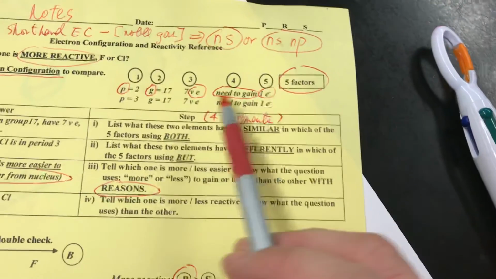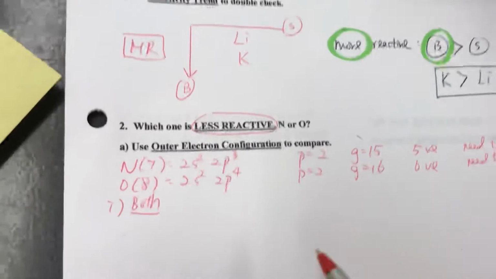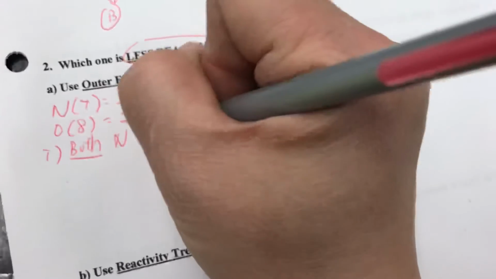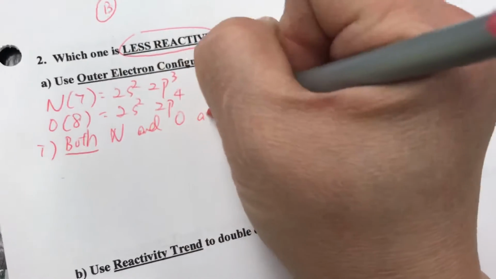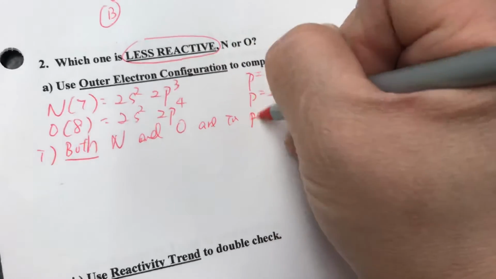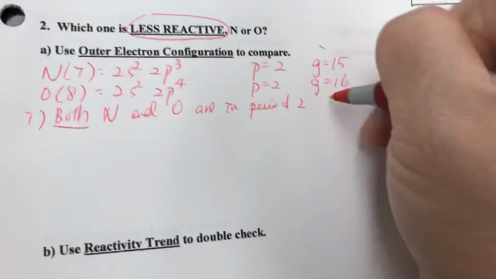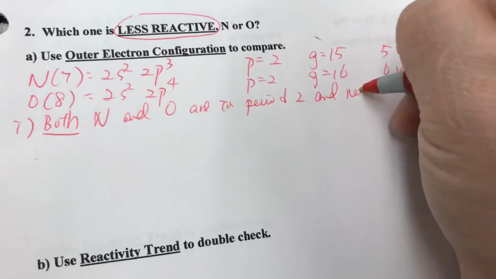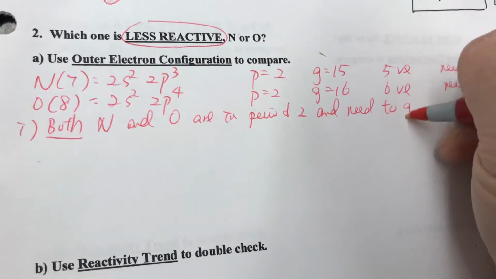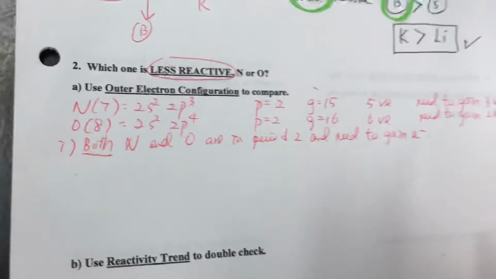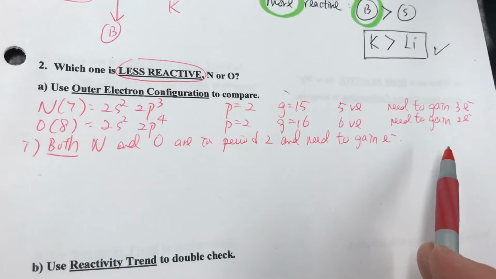Even though the electrons are not the same, the number 4 factor is the same, so you still have to list it up. Okay? So they both, N and O, are in period 2 and need to gain electron. Okay? Because the factor 4 is the same.